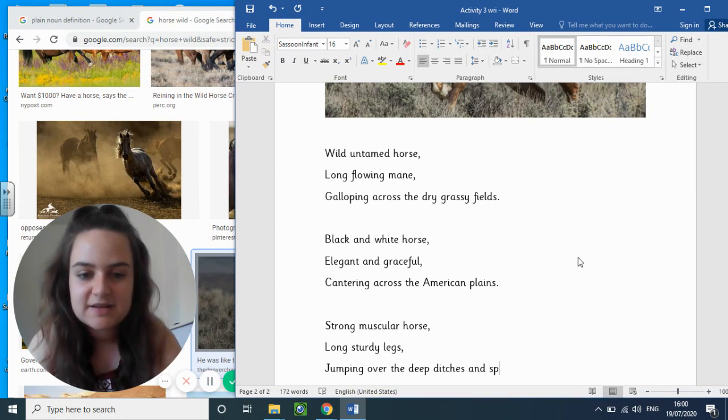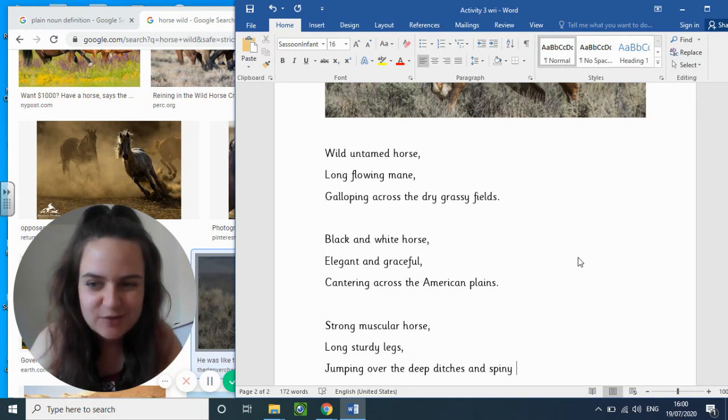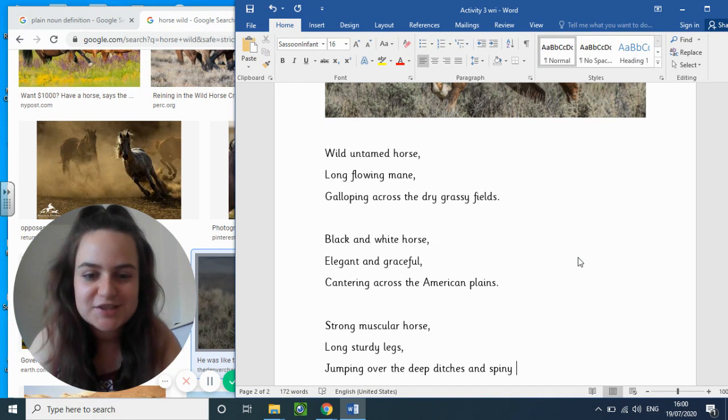And might write spiny bushes. The bushes are quite spiny. I'm going to write spiny bushes, like a gorse bush, rather than spiky bushes, because I like that word spiny. Spiny bushes.